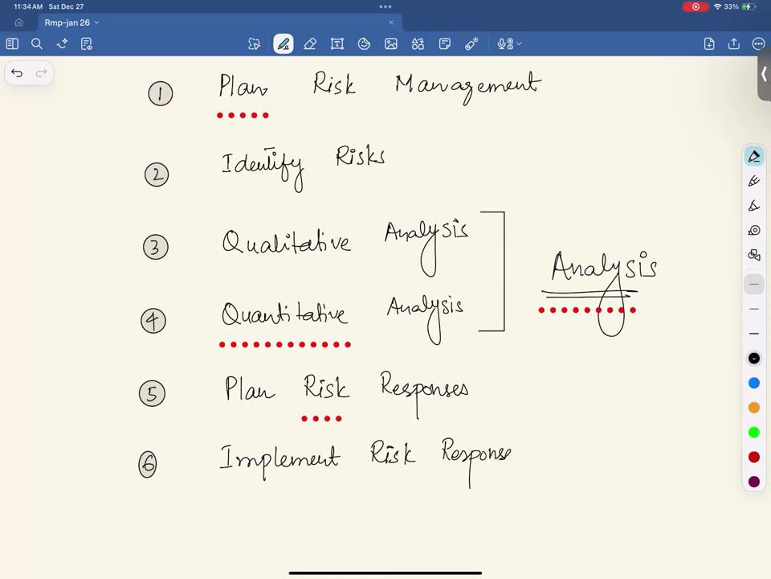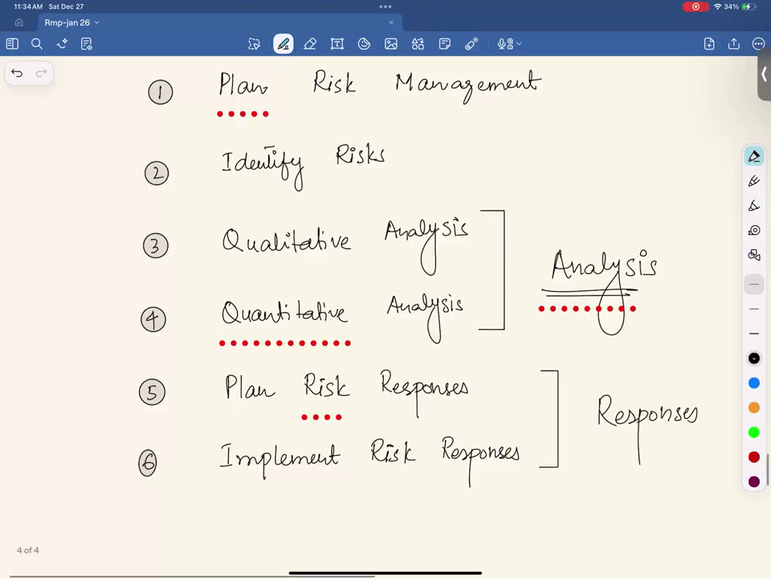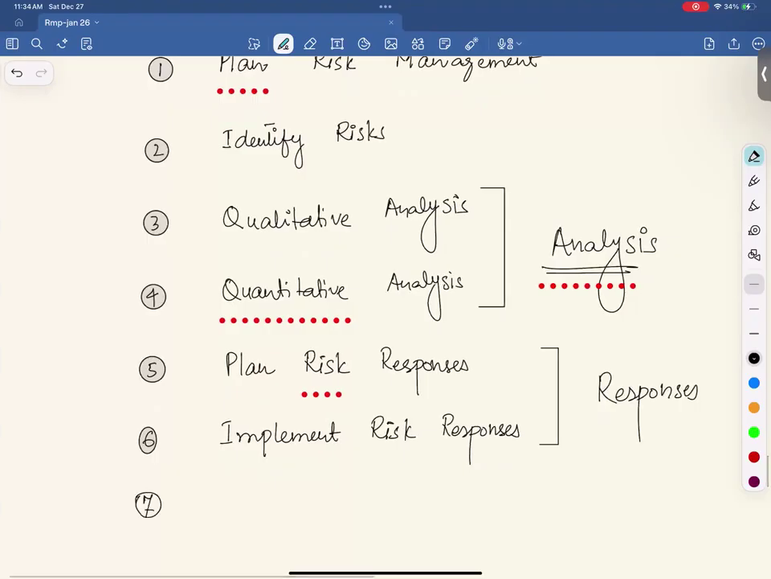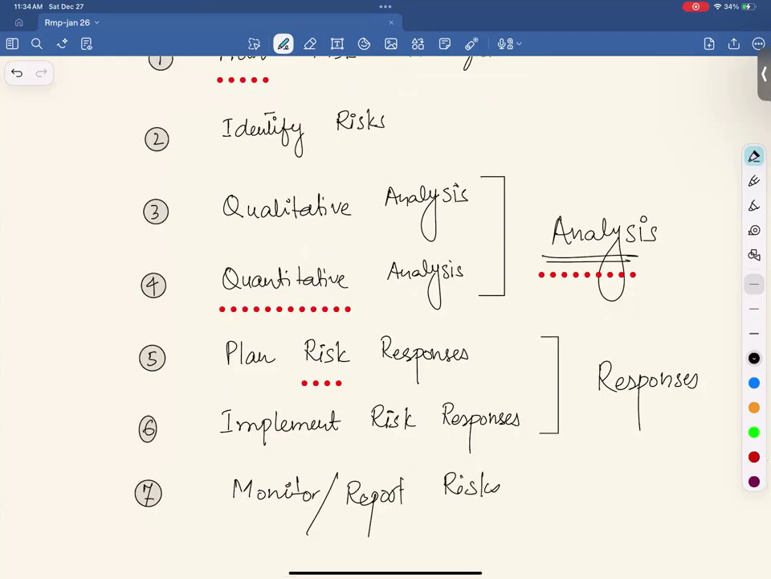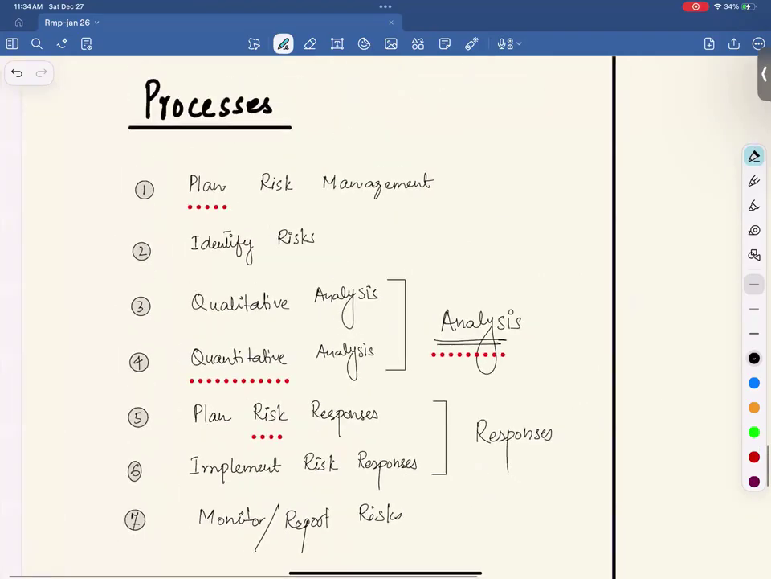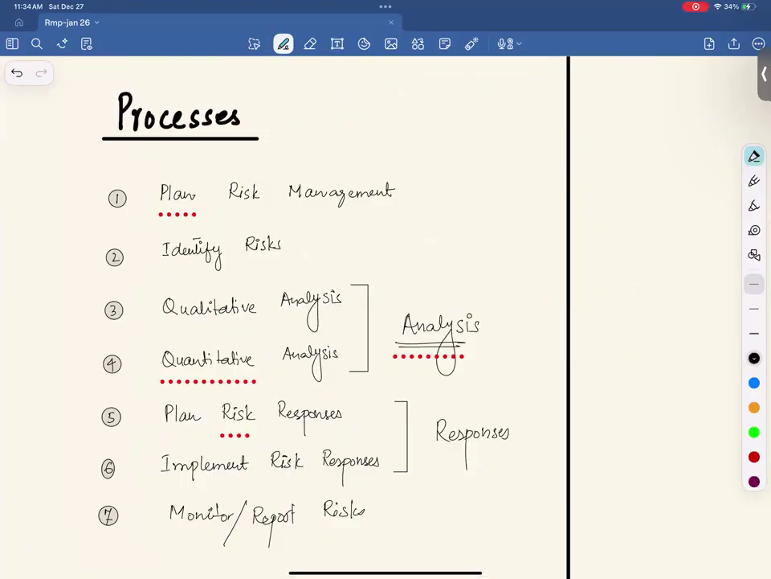And we have already discussed it. This is your response section. And then the last one, monitor risk. Monitoring and reporting or close risk. Now, these are 7 steps in your risk management section. You start with risk management plan, right? That's your step number 1.